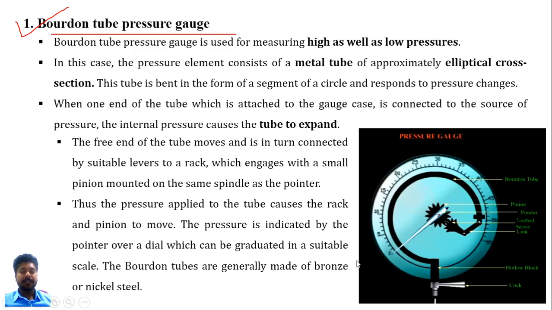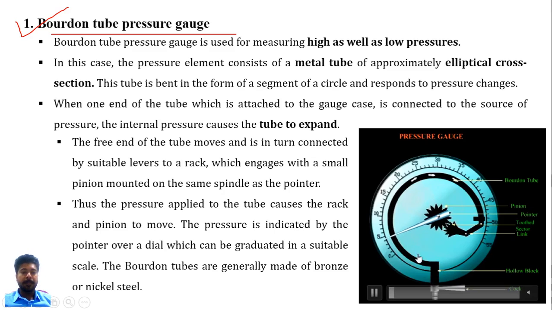When you are using this gauge, the pressure goes to the Bourdon tube, and the tube is deflected towards the outer side and moves the tooth sector. By the movement of the tooth sector, it rotates the middle pinion, and on this middle pinion there is a pointer device, which shows the direct pressure on the dial indicator. So let's see the video of this.